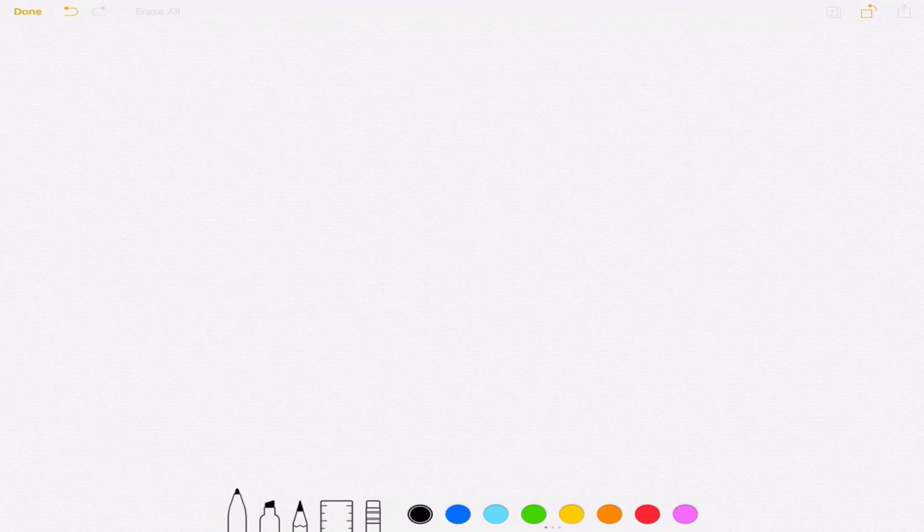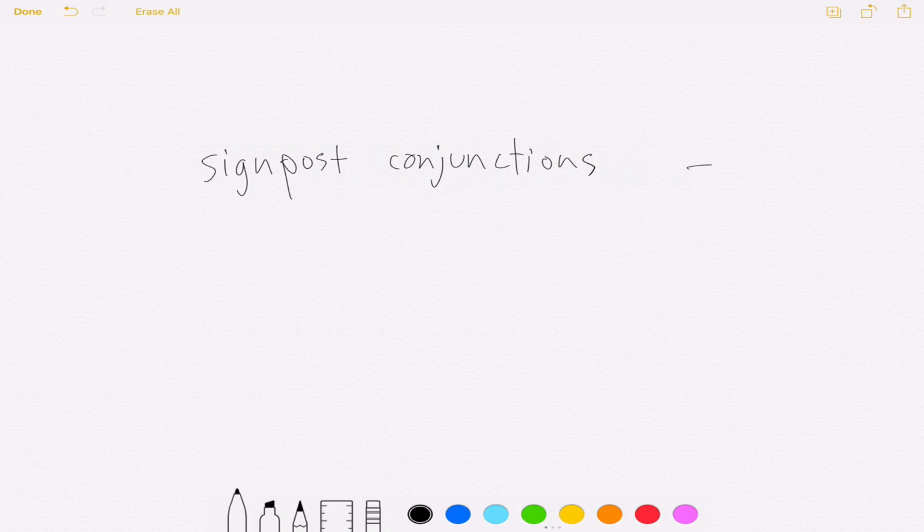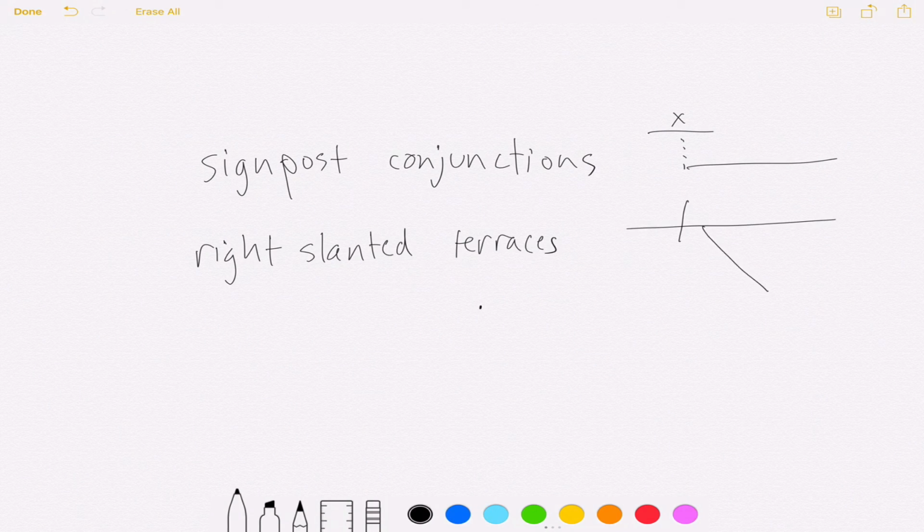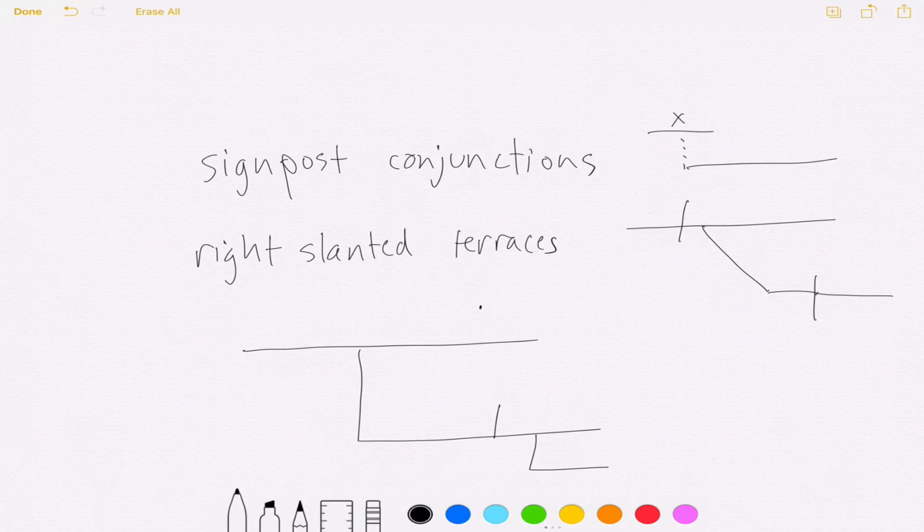And the key concepts to remember are signpost conjunctions, which will look like this, and then right slanted terraces, which will look like this, and that connects a subordinating conjunction and its clause back to the simple sentence. And then the idea that all dependent verbal ideas can have their own subjects, modifiers, direct objects, etc. Like, for example, if you have a participle, it could have its direct object with a modifier and then an adverbial modifier, etc. I hope this is helpful, and I look forward to working with you on learning this better.